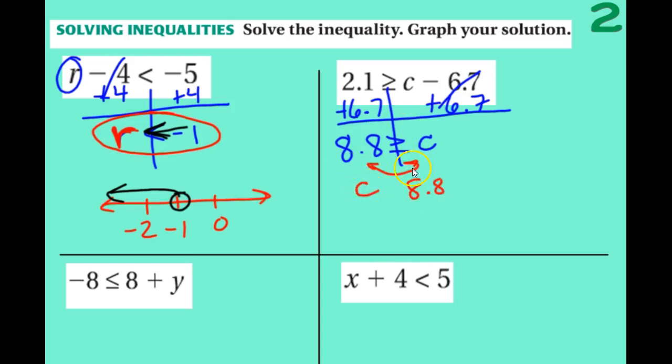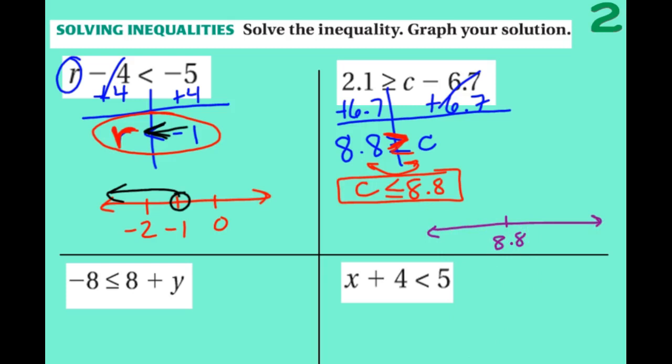If we're going to flip the C and the 8.8, we also need to rewrite our inequality. Right now, the alligator or Pac-Man is eating the 8.8. We need to flip it so it's still eating the 8.8. Now we can make our number line to graph it.